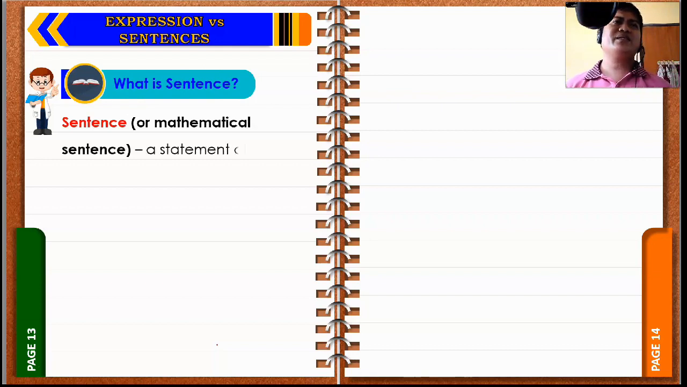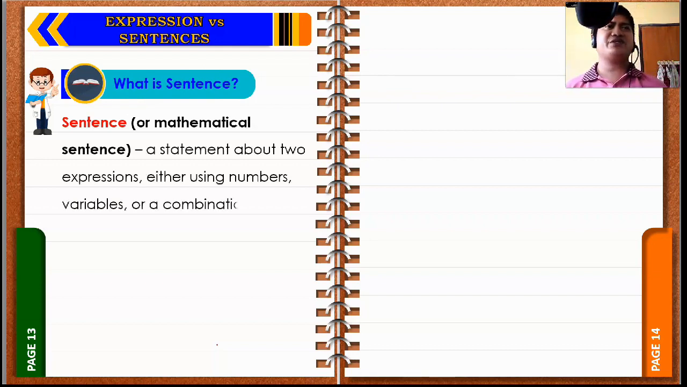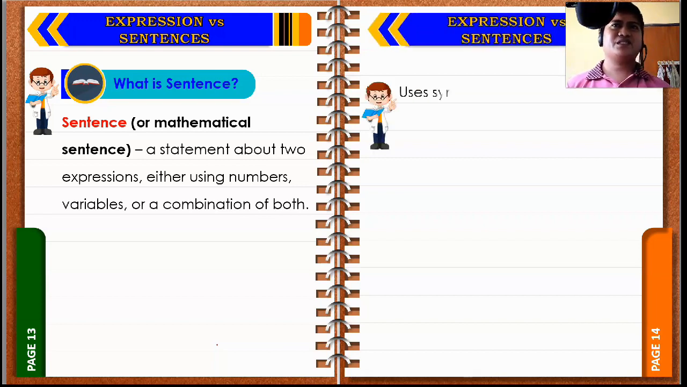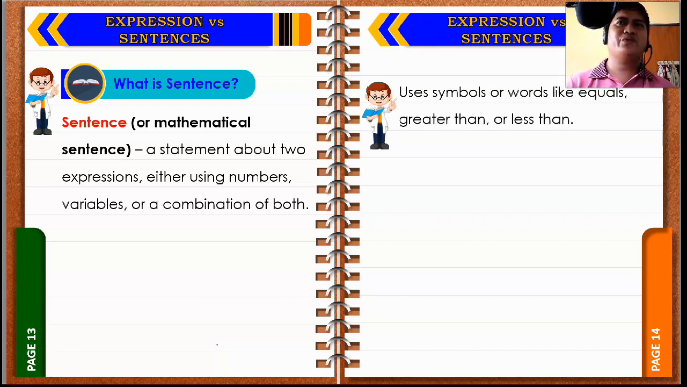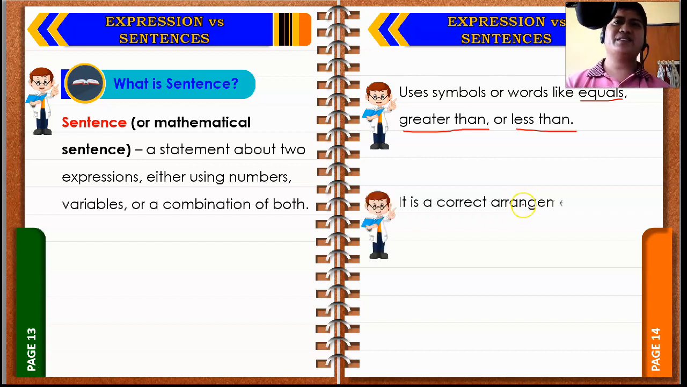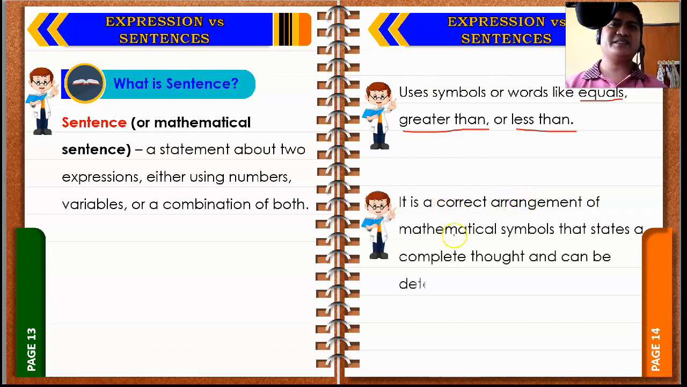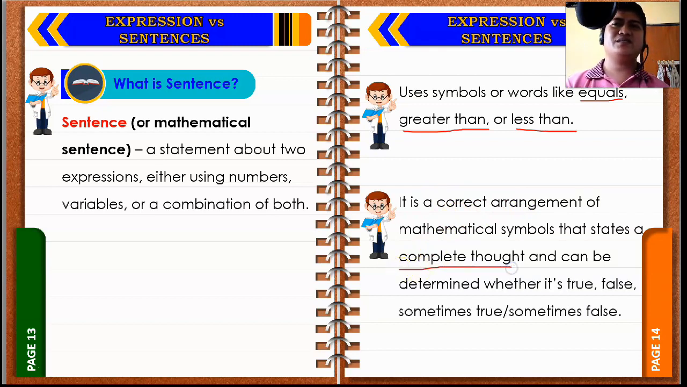When we say sentence or mathematical sentence, it is a statement about two expressions, either using numbers, variables, or a combination of both. So this time, we are using symbols for words like equals. So we're using now equals, greater than, or less than. So this time, we're now comparing the two expressions. So in other words, it is a correct arrangement of mathematical symbols that states a complete thought. So since it states a complete thought, then it can be determined whether it is true, it is false, sometimes true, or sometimes false.